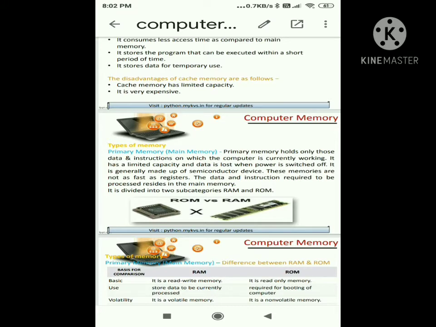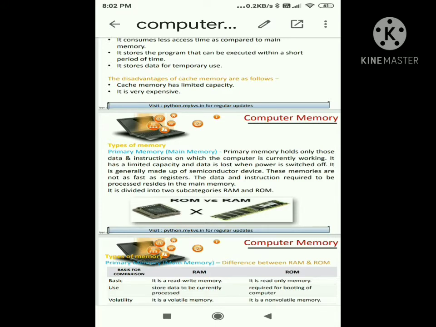So the first one is basic. The basic means the full form, or we can say the definition. RAM means it is a read write memory. ROM means it is read only memory. So what are the uses?